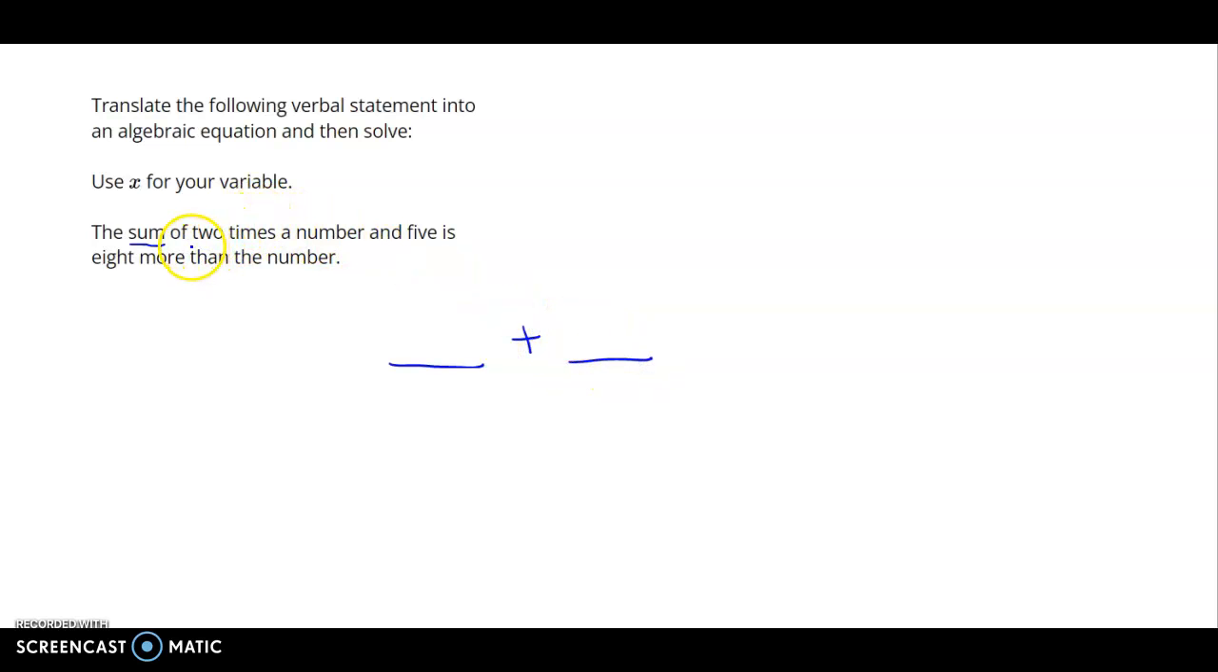So the sum of, we have 2 times the number, that's going to be our first term. So 2 times the number is just 2x. Notice and is the word that separates the 2 terms. So I have the sum of 2 times the number and 5. So there's my second term.